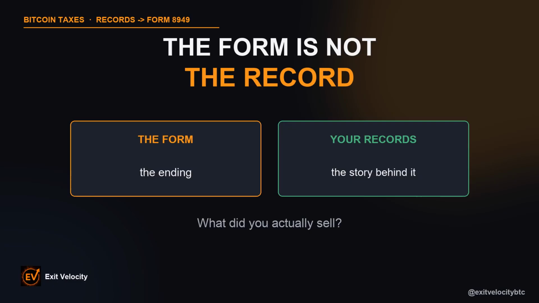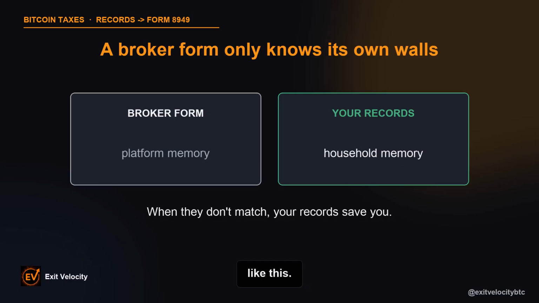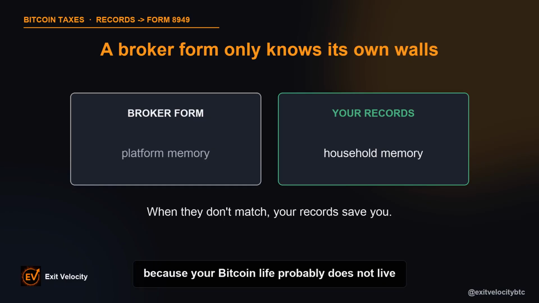Here's the trap. A lot of people think tax reporting works like this. The exchange sends a form. The form tells you the number. You enter the number. Done. That may feel familiar if you have a simple stock brokerage account. But Bitcoin breaks that clean little story because your Bitcoin life probably does not live inside one neat account.